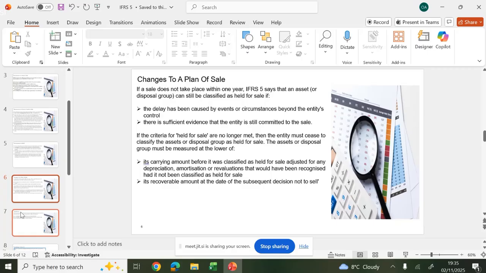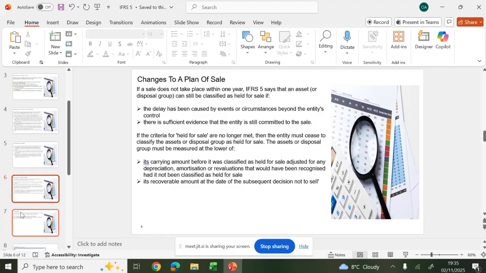What if there is a change in plan to sell? If a sale does not take place within one year, IFRS 5 says that the asset can still be classified as held for sale. We said that for an asset to be held for sale, it must be sellable within one year. But what if we are not able to sell within one year? Can we still classify that asset as held for sale? Yes, if the delay has been caused by events or circumstances beyond the entity's control.